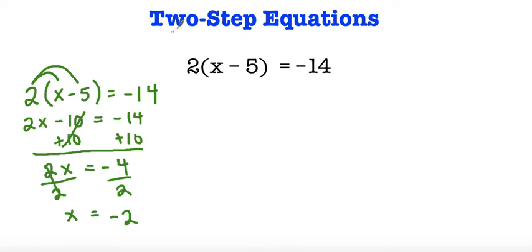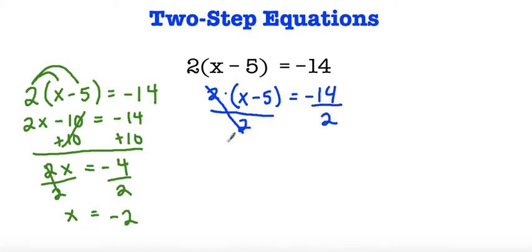And another way we could go about solving this is we know that we have 2 times x minus 5 is equal to negative 14. Now, instead of distributing, because we're multiplying here, we could divide by 2. And by doing that, these two cancel out. And I'll have to divide by 2 on the other side. So now on the left, I have x minus 5 is equal to negative 7.